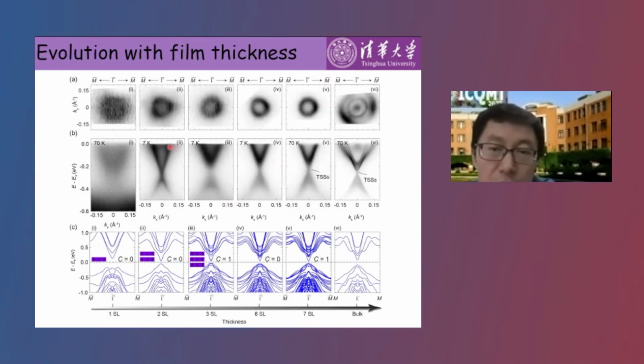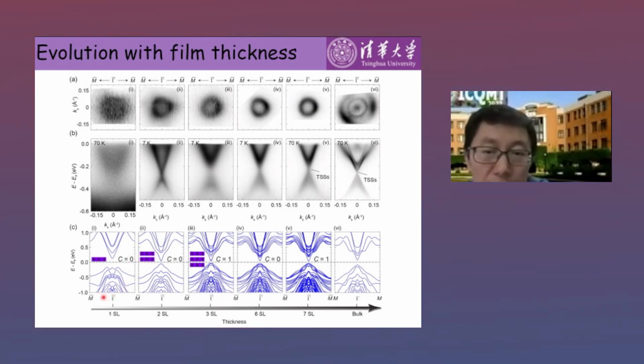The band structure shows a clear dependence on the film thickness. In the 1SL film, we observe an M-like valence band with a band gap as large as 300 millielectron volts between the valence and the conduction bands. Interestingly, the band gap shrinks in the 2SL film and then reopens in the 3SL film. Above the 3SL film, the surface state gradually emerges and finally evolves to the topological surface states in a bulk sample. The experiment is in overall agreement with our DFT calculations.